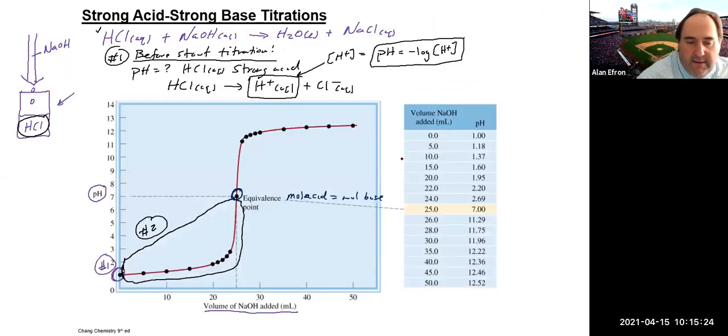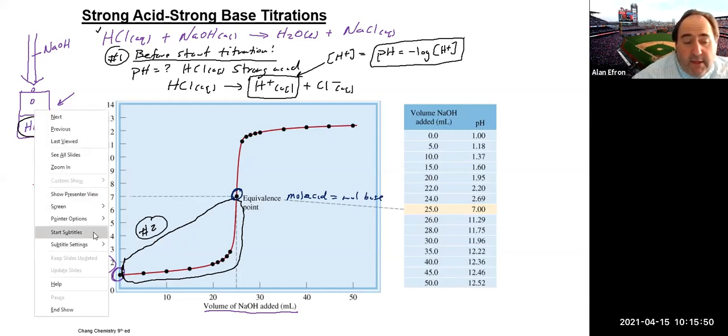So anywhere in this range, from that moment you add that first drop until you hit the equivalence point, or before the equivalence point, again requires that one ice table done in moles. The result of that is you will still have your strong acid left over, and then you could go into your pH equation to figure it out. Any questions on that there?